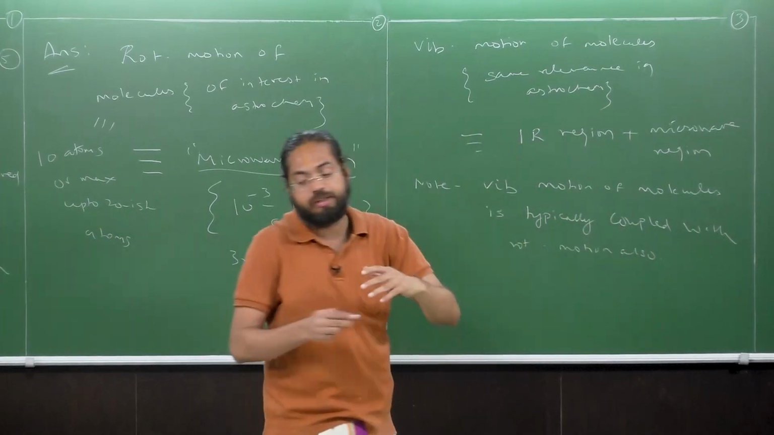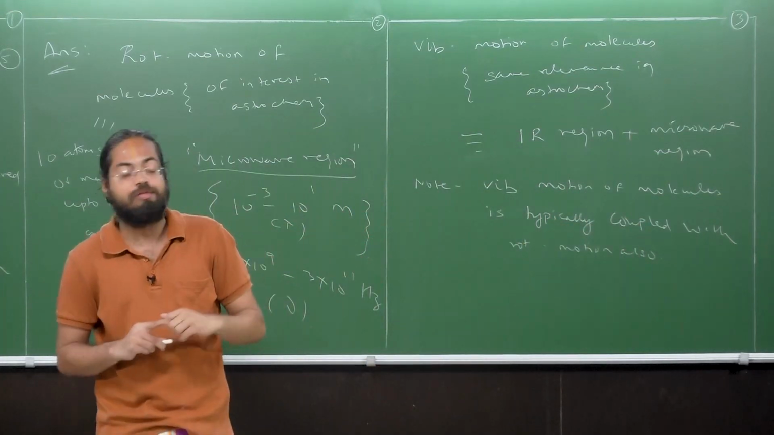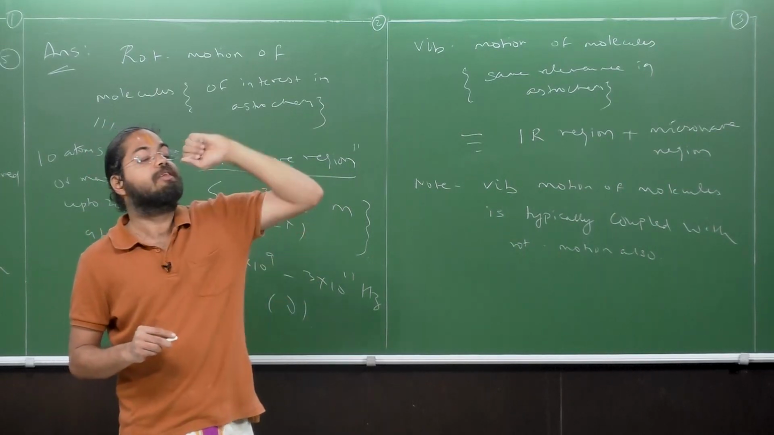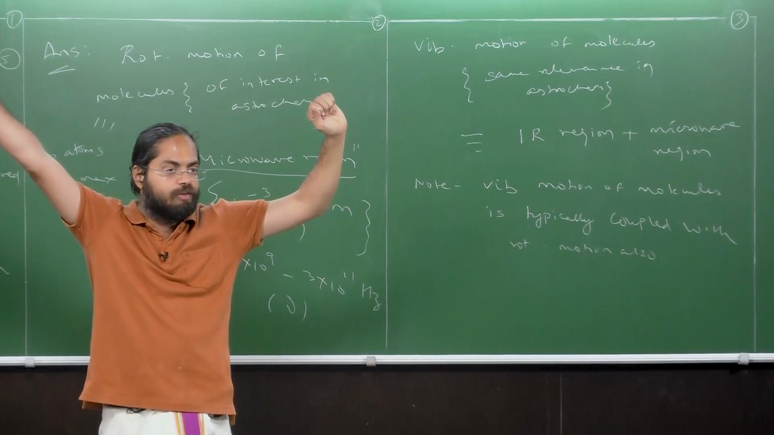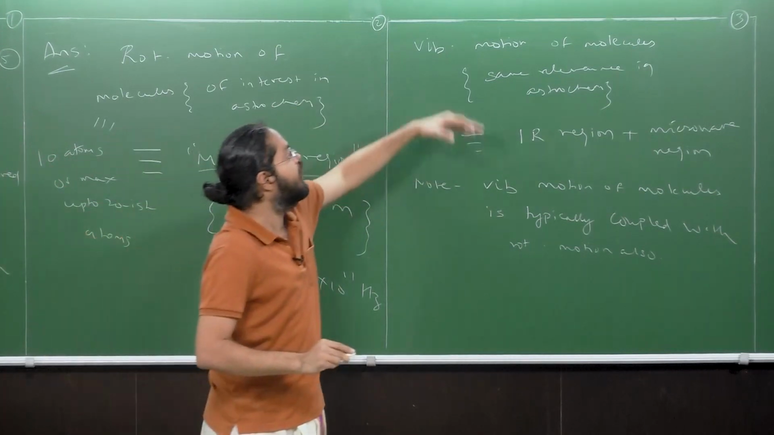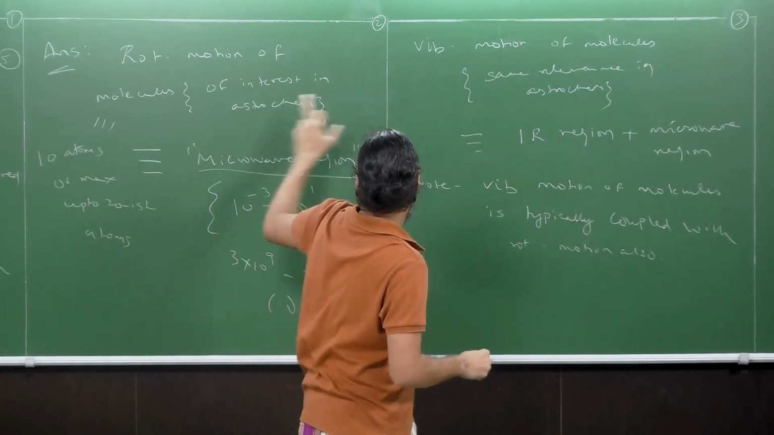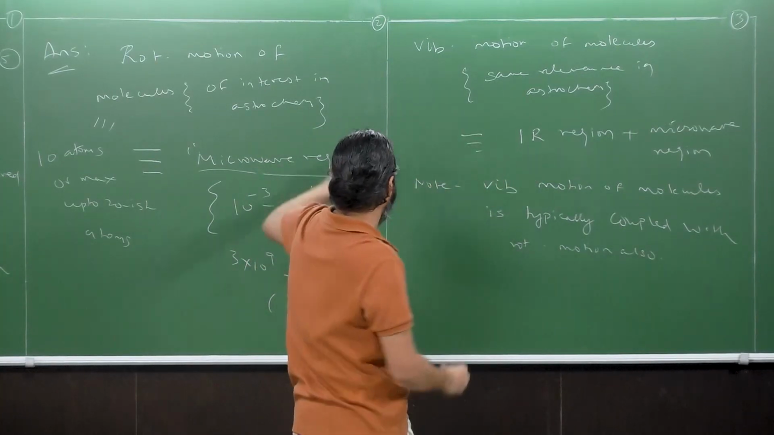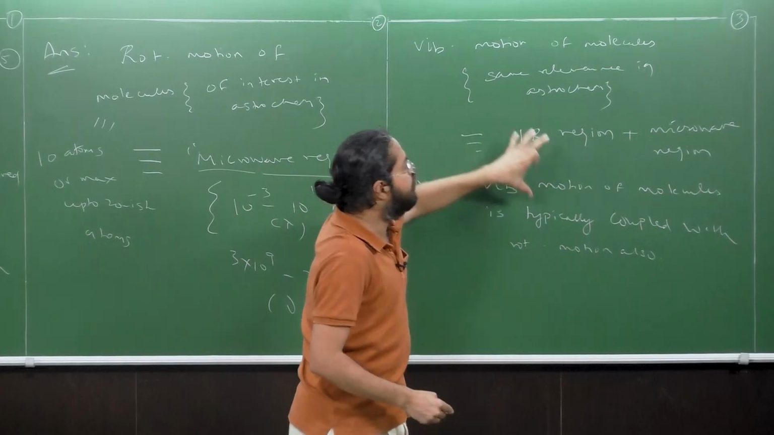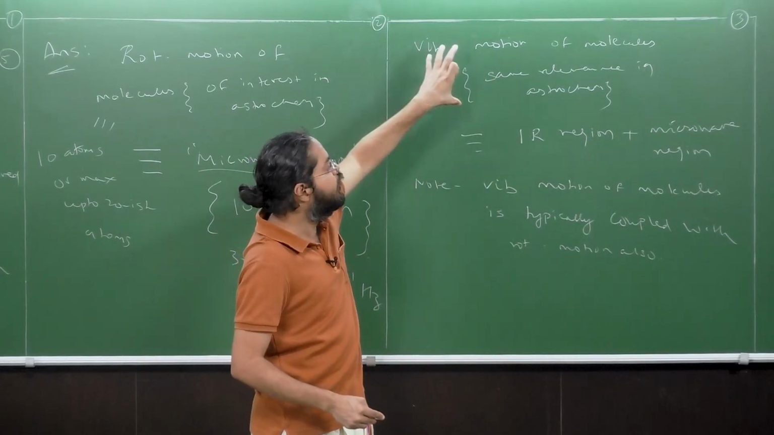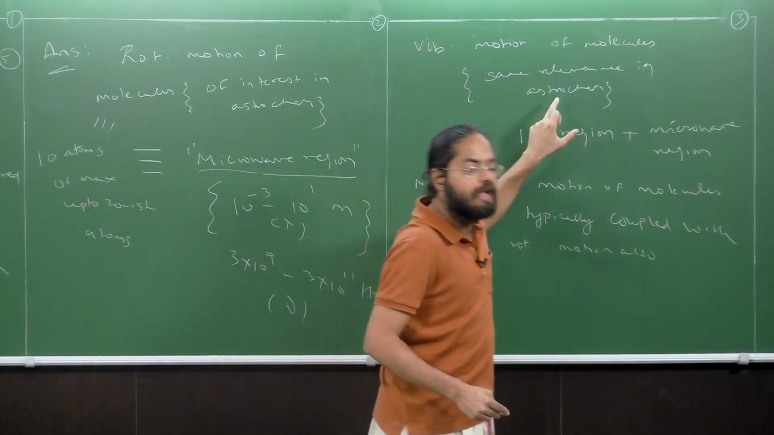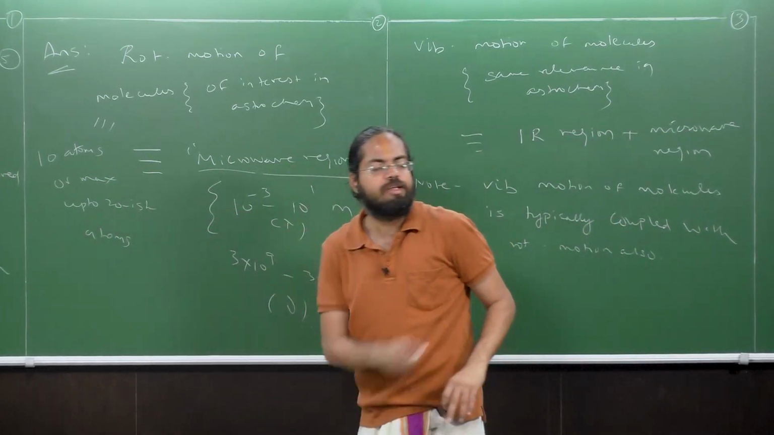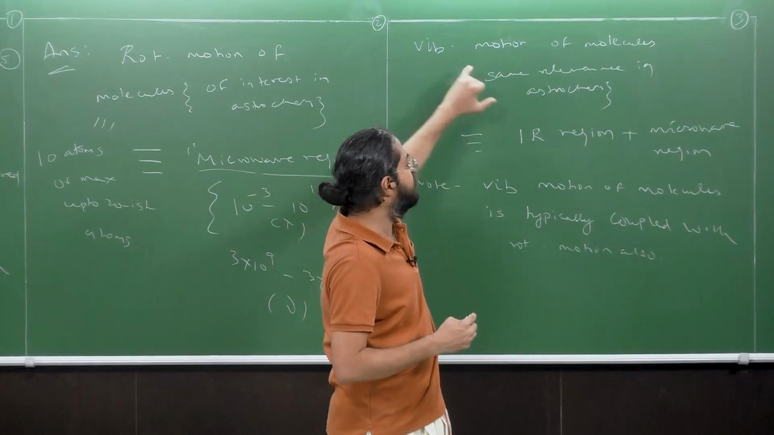And of course, the IR region is vast. If you recall, there are different regions of the IR. It ranges from approximately 10 to the power minus 7 meters to 10 to the power minus 3 meters. The IR region closest to the microwave region is where the molecular vibrations of molecules of interest in astrochemistry happen. We're talking about the same number of atoms. For these type of molecules, the molecular vibration happens here.